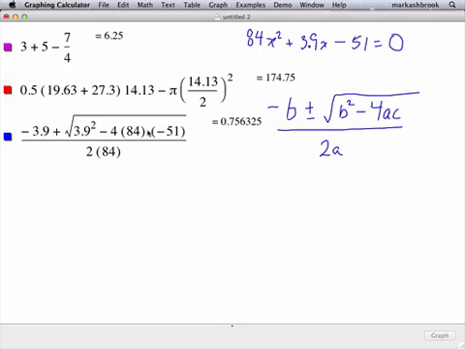I got 0.756 for one of them. Did you get that? Okay, a couple of ways that you can get the other solution. Any questions about setting that thing up? Is it working for everybody? I'll try to circle around as much as I can to troubleshoot with you guys. Okay, two ways to get the other solution.